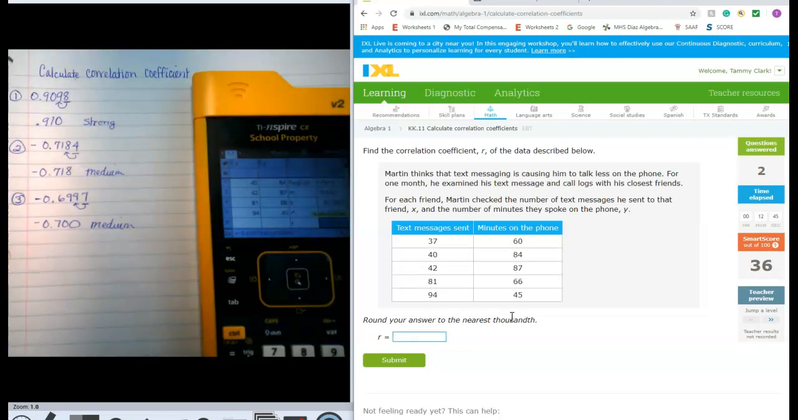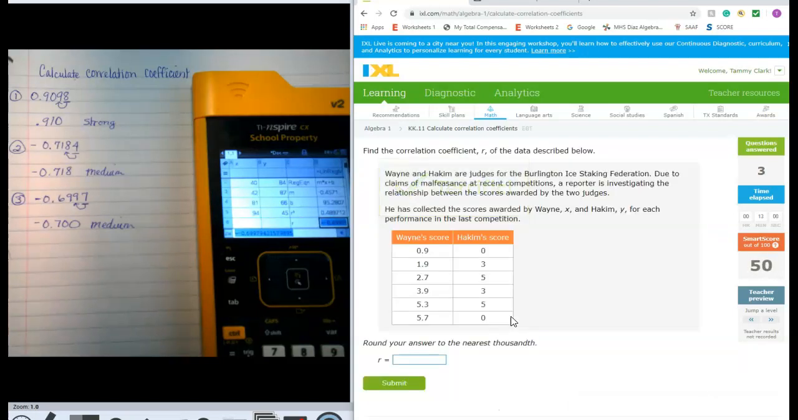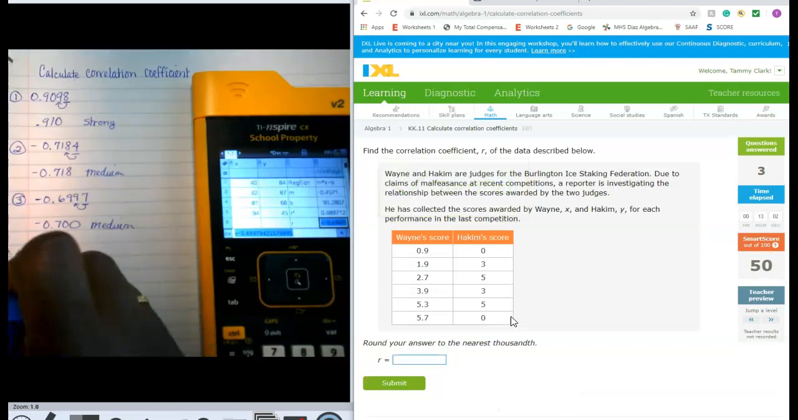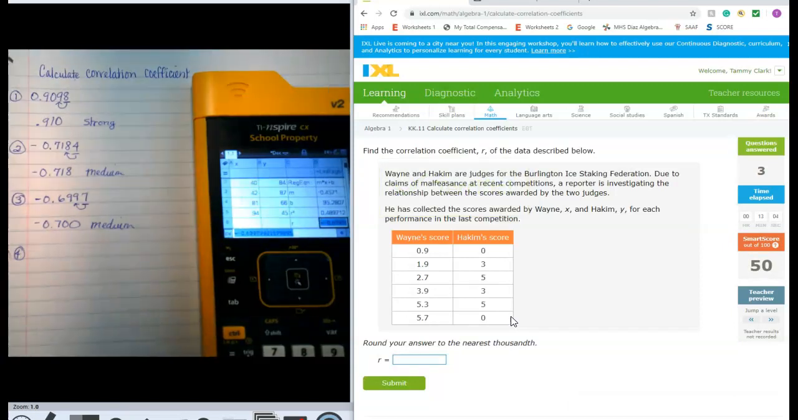So here is what we're going to do. We're now going to type in our answer. It is negative 0.700. We're going to do one more in the interest of time.